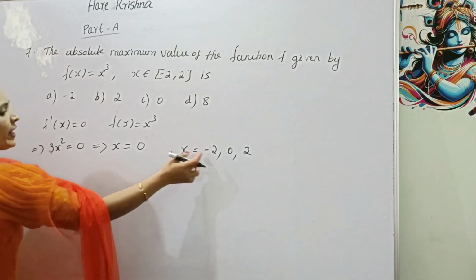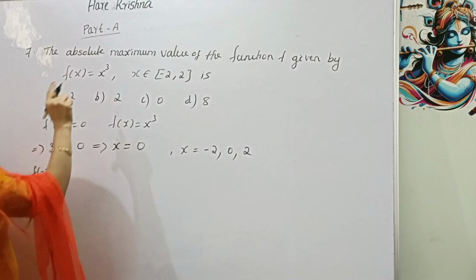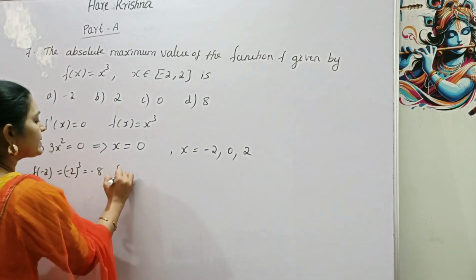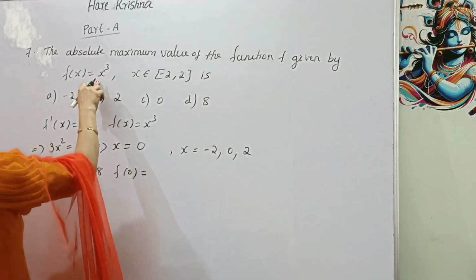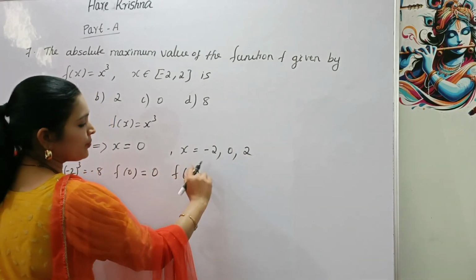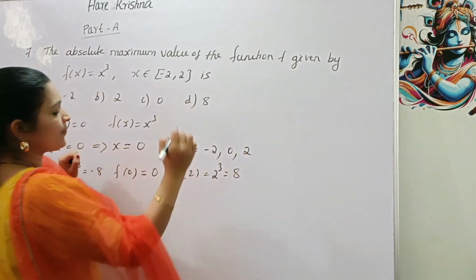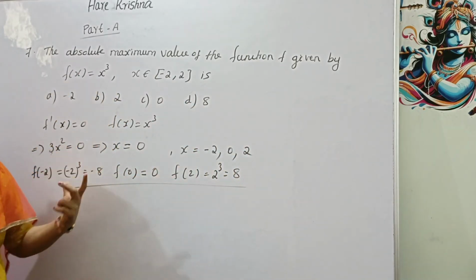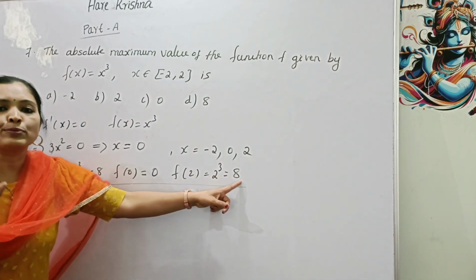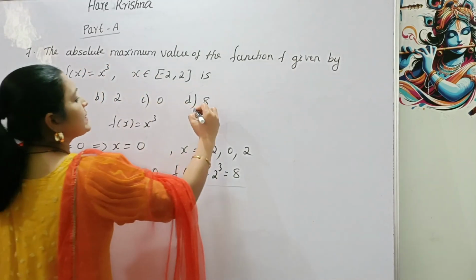Okay, first of all, let's find f of minus 2. F of minus 2, substitute x is equal to minus 2. So minus 2 cube, that is minus 8. Okay, next f of 0. F of 0 is nothing but 0, right? Next f of 2. Okay, next point, that is f of 2. F of 2 is equal to 2 cube, that is 8. Now, among these values, which is maximum value? That is 8. So 8 is the absolute maximum value of the given function. Okay, so 8 is the correct answer.